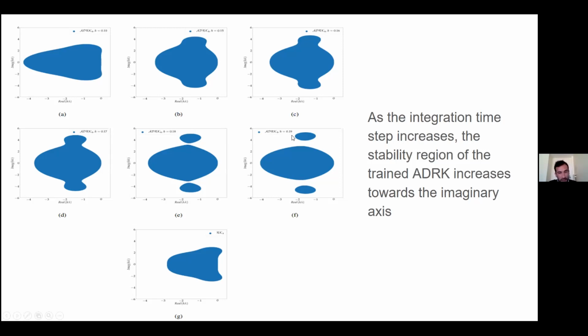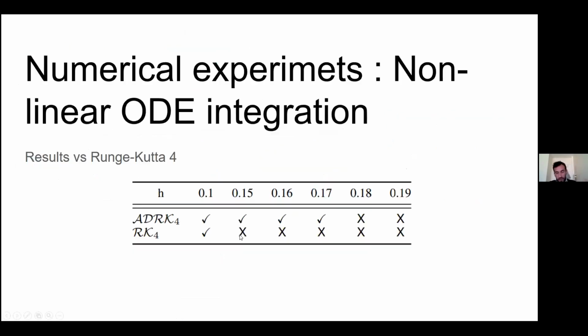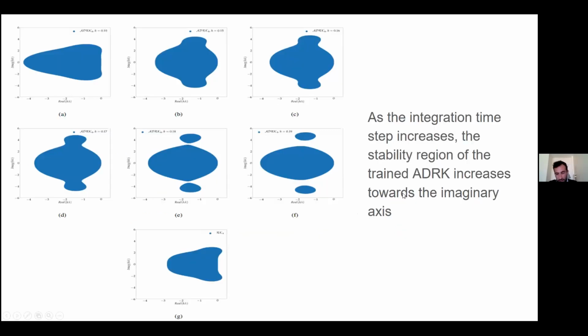And what happens for the 0.18 and 0.19 integration time steps? The ADRK framework tried to increase the stability region even more toward the imaginary axis, but it is caught by the feasibility constraints, the consistency constraints of the Runge-Kutta scheme, which make it at least first order. So it cannot be larger with 4 stages than this stability region. In order to have a larger stability region, we need to increase the number of stages. And this is why it does not work for 0.18 and 0.19 here. Sorry.